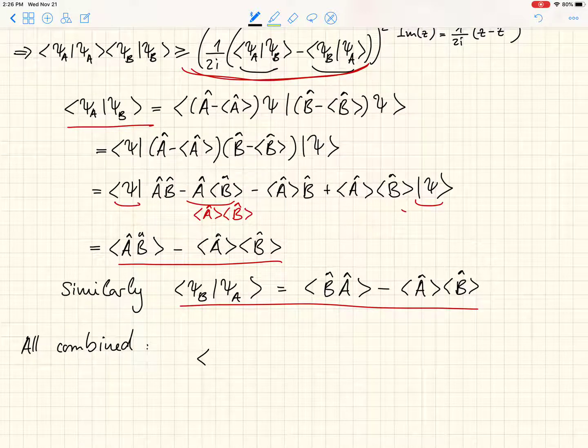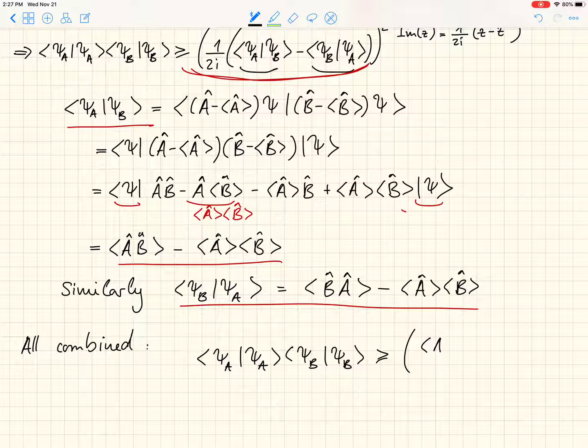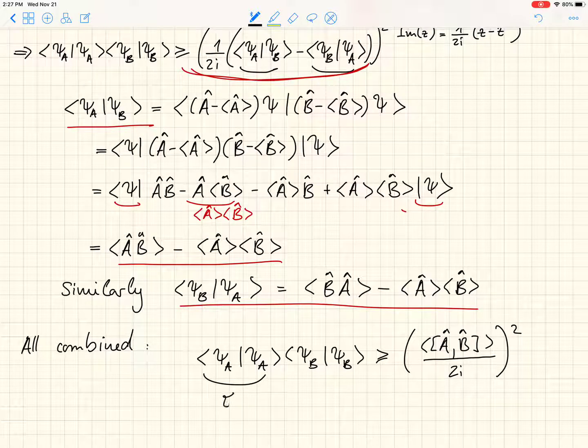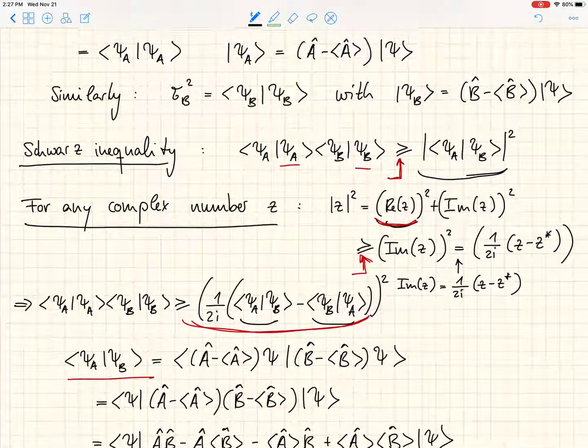All combined give that sigma A squared times sigma B squared is larger than or equal to the expectation value of the AB commutator divided by 2i, squared. And remember that this was sigma A squared and this was sigma B squared. So we are done.